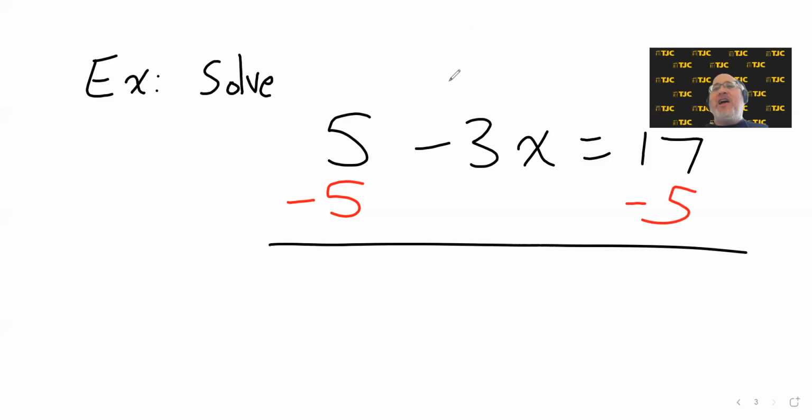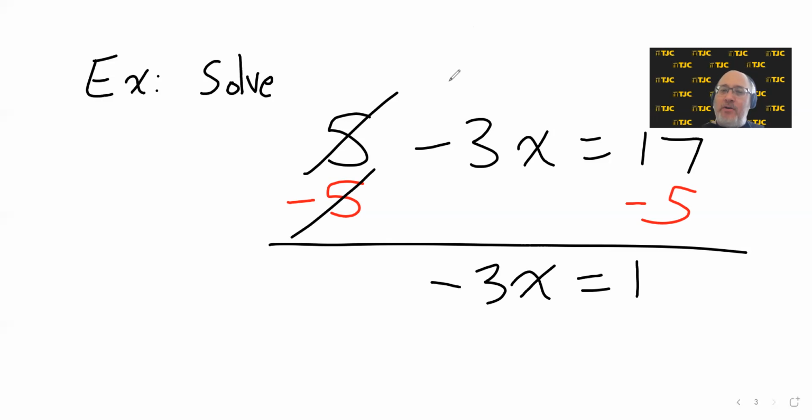It's a little tricky when you have what I refer to as a backward subtraction problem, where the x is on the right side of the subtraction sign. 5's cancel. We get -3x on the left because the 3 is still there and it's still negative. And 17 minus 5 is 12. And now the last move is to divide both sides.